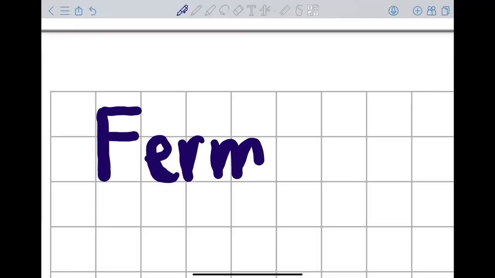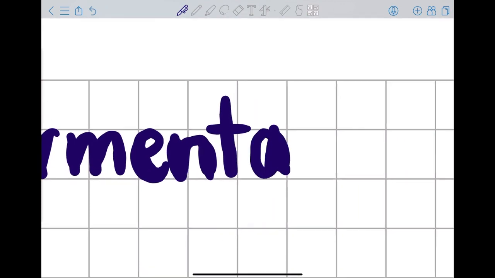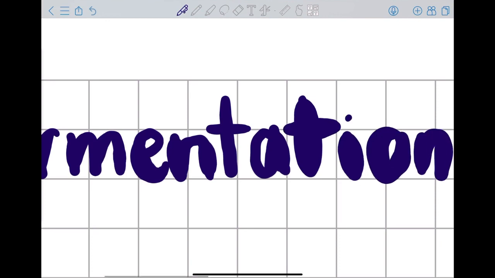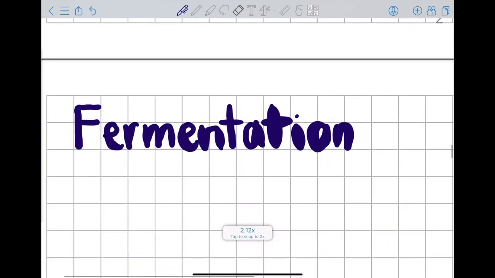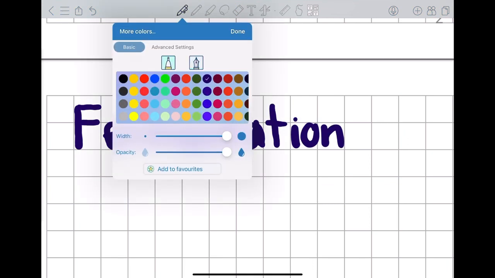Hello, let's talk fermentation. In order to understand what fermentation is, we must know what glycolysis is. Glycolysis is a catabolic process in which glucose is broken down into two molecules of pyruvate. This is the first step of aerobic cellular respiration.